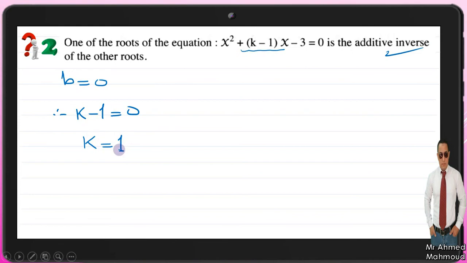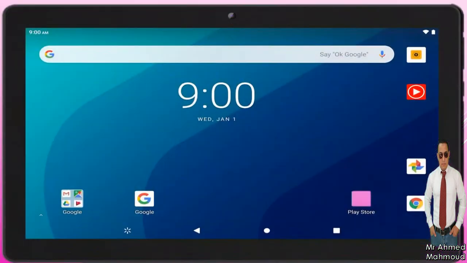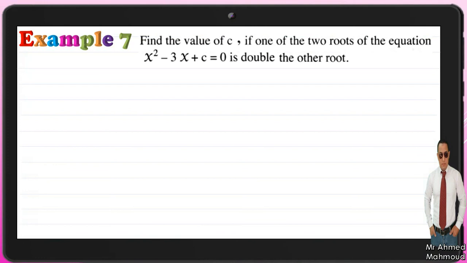Let's solve example 7. Find the value of c if one of the two roots of the equation is double the other root. Okay, now let's let the two roots be L and 2L. One of them is double the other. If the first is L, then the other is 2L.